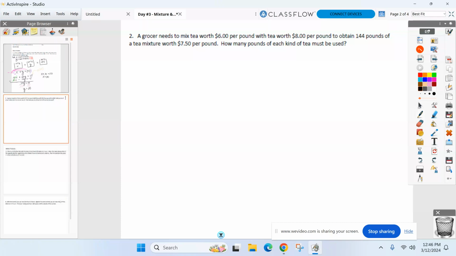Okay, two types of tea. You got your $6 tea and $8 tea. I want to mix those two teas together to make 144 pounds of tea that's worth $7.50. All right, variables first. What's the first type of tea I need? $6 tea, right? So $6 tea right here for X. For Y, what's the other type? $8 tea. Yep.